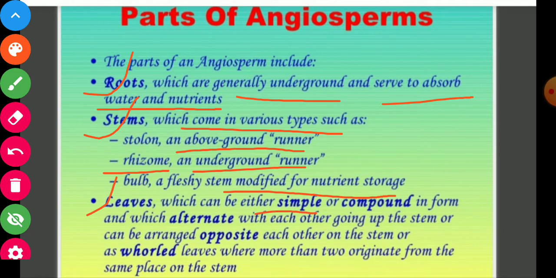Leaves are simple or compound. If on one stalk only one leaf is there, that is called simple. If on a stalk many leaves are there, they are called compound. The arrangement of the leaves on the stem, on the branches, may be alternate, opposite, or whorled type.